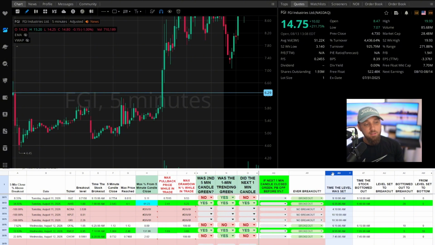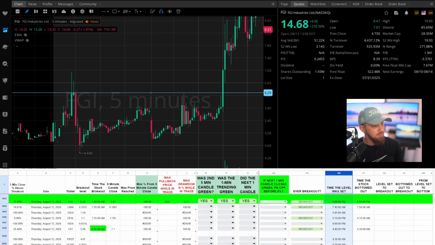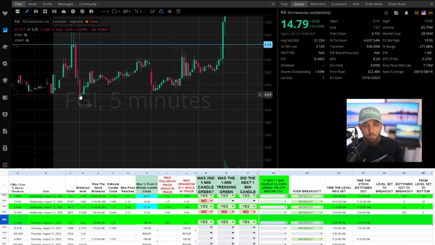I started tracking the time the level was set. So for example, right here for FGI, the time the level was set was 16:55, which was 4:55 p.m. EST. So if I just come back up here to FGI, you can see the time the level was set was right here. I'm sorry, it was at 5 o'clock p.m. in after hours. And then the time the stock bottomed out. The stock bottomed out right here at 5:10. So I put that there as well.